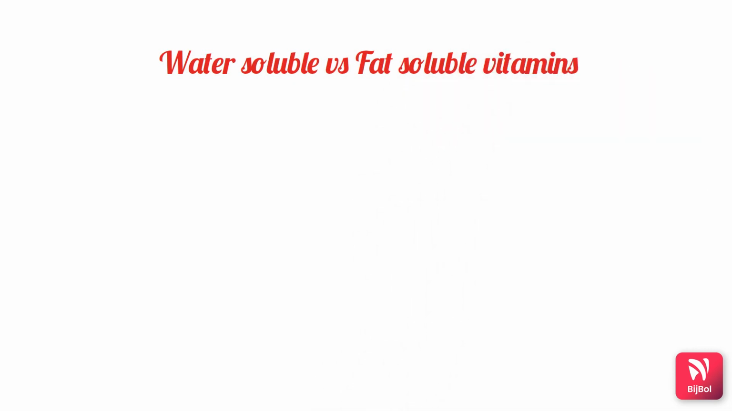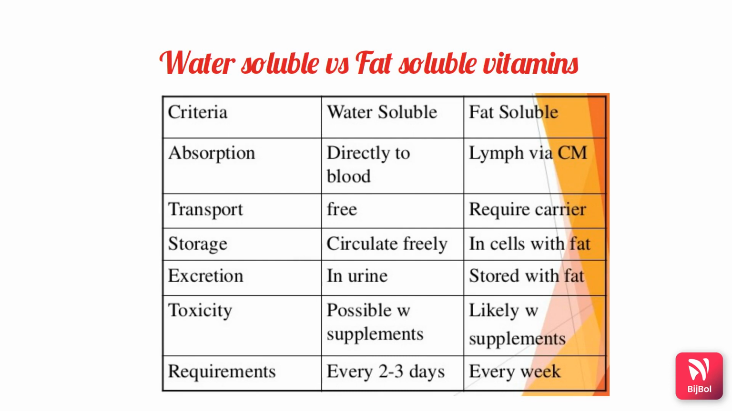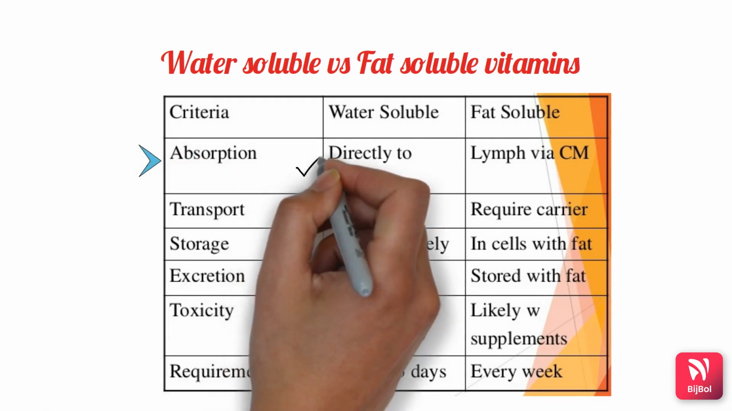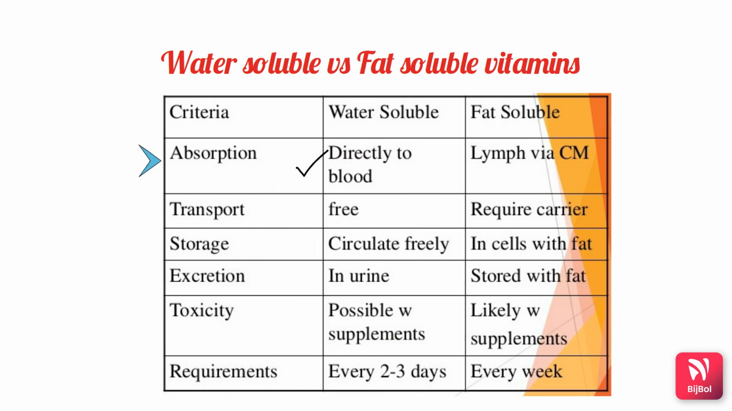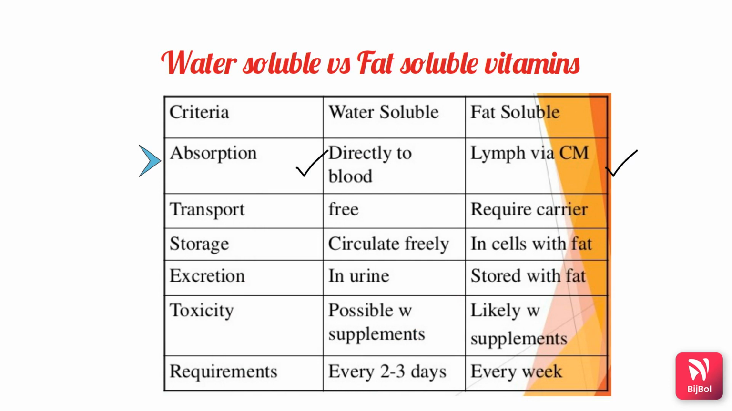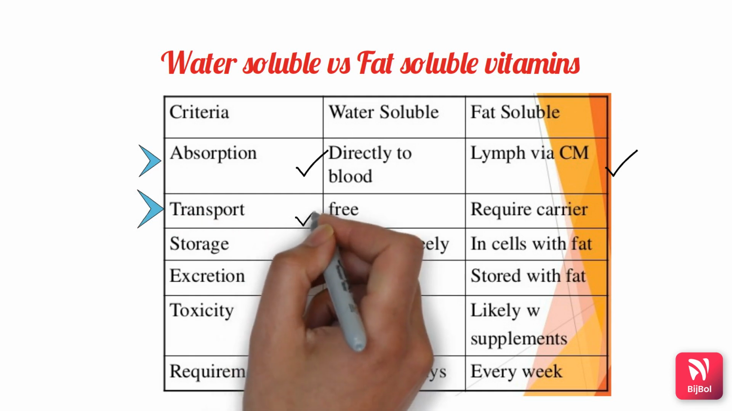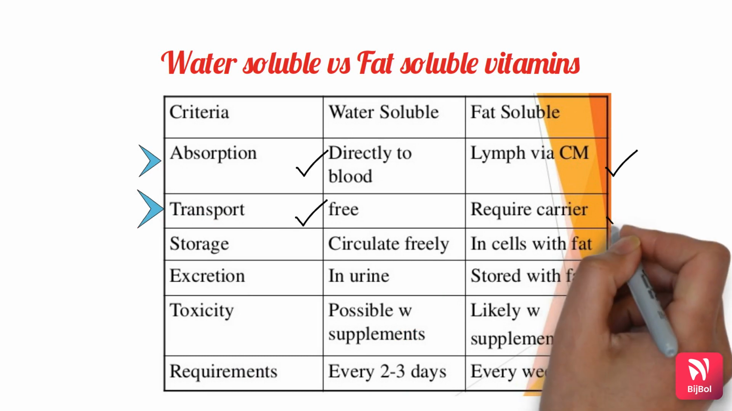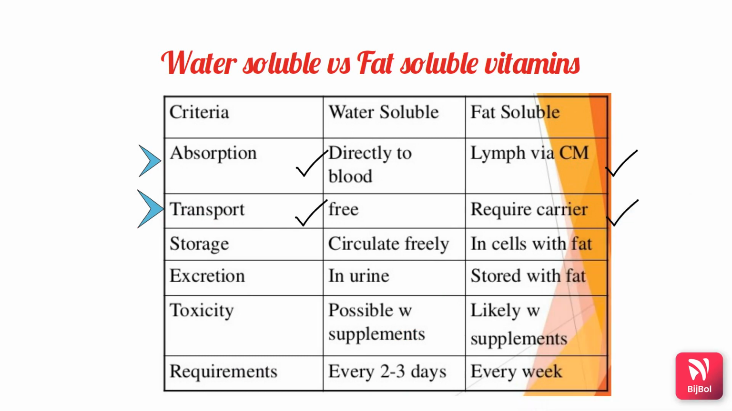Now that we have discussed water-soluble and fat-soluble vitamins, let us discuss the differences between them. The first criterion is absorption. Water-soluble vitamins are directly absorbed through the blood, whereas fat-soluble vitamins are absorbed through lymph via chylomicrons. Coming to the next criterion, that is transport. Water-soluble vitamins are transported freely, whereas fat-soluble vitamins require a carrier. Please remember that fat-soluble vitamins require a carrier.